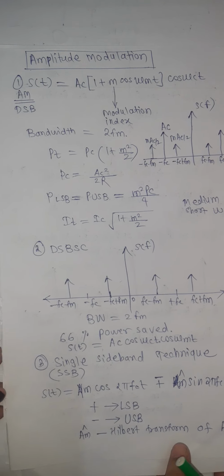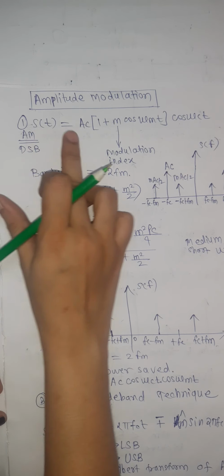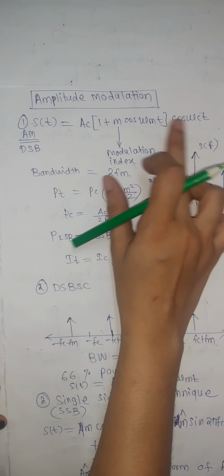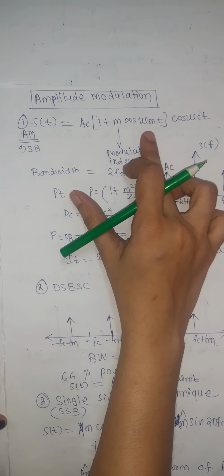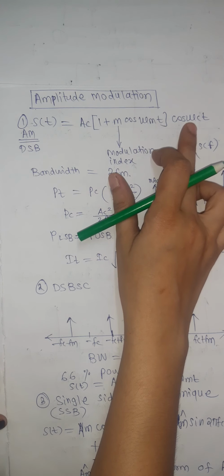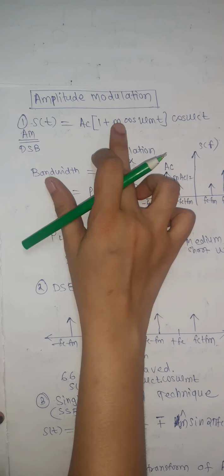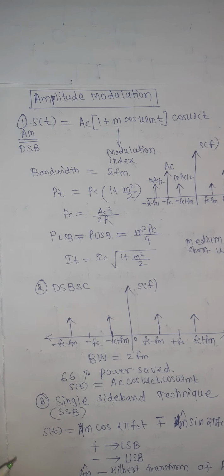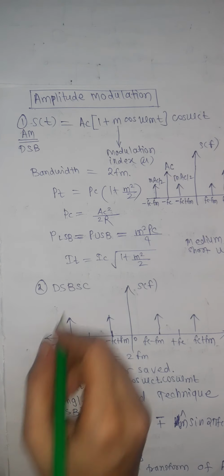Amplitude modulation, AM, is denoted as S of t equals Ac (1 plus m cos of omega m t) cos of omega c t, where omega m is 2 pi fm, fm is the frequency of the modulating signal, omega c is 2 pi fc, fc is the frequency of the carrier signal, and m is the modulation index. Modulation index can also be represented as mu or m, but I will represent it as m.